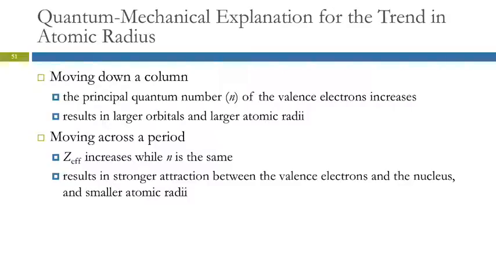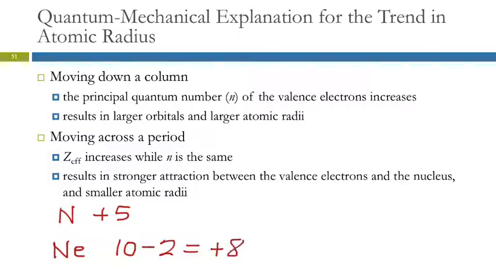So we just said that the effective nuclear charge for nitrogen was +5. We did argon, but let's compare neon instead, because neon's in the same period as nitrogen. What's the effective nuclear charge for neon? Well, what's the atomic number? It's 10. So that's the actual charge on the nucleus, and how many core electrons does neon have? 2. So neon has an effective nuclear charge of +8.